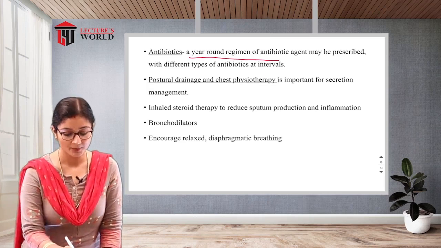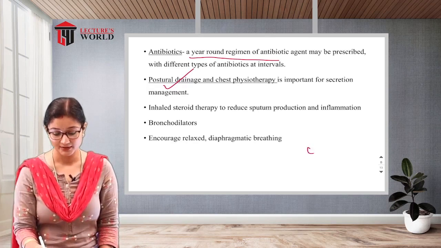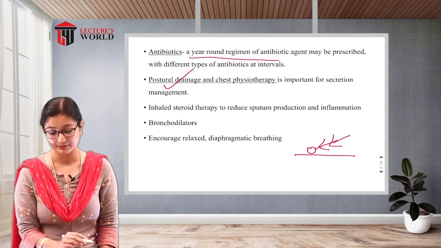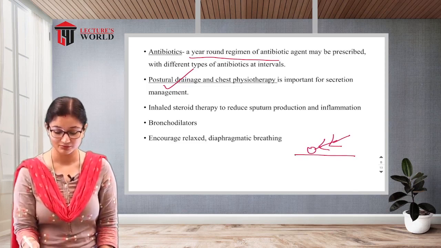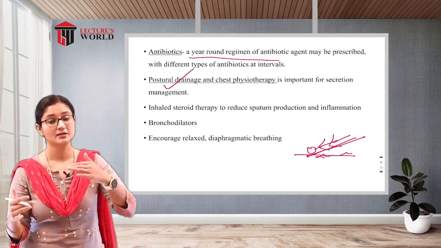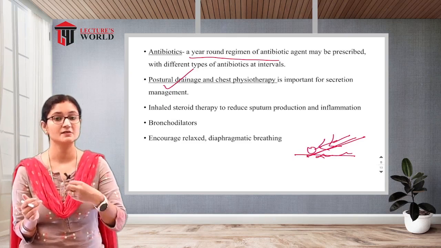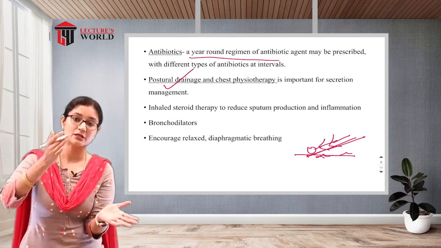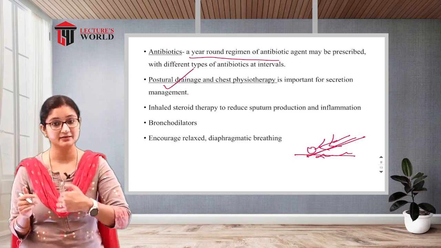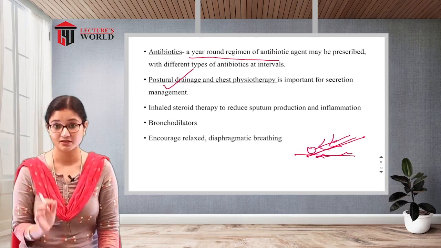Next is postural drainage, commonly done. Postural drainage means giving different positions. For example, this person is sleeping like this. We give different positions, head tilt or sideways, depending upon where the secretion is. If the secretion is at the lower lobe, then you can give a head tilt so that it comes up and reaches the bronchi, and then it can be expectorated out by the person. So different positions are given depending upon where the secretion is.